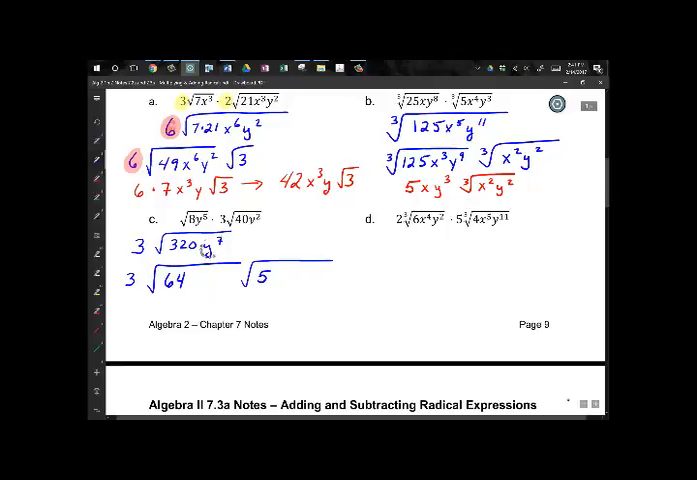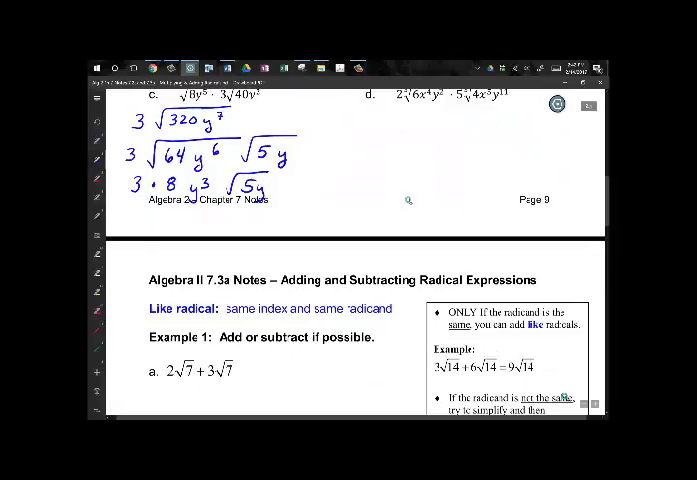Now we looked at the y to the 7th, and we say y to the 6th is the highest even number underneath 7 with 1 left over, y. At this point, we've done most of the work, leaving us an answer of 3 times 8, divide y to the 6th by 2, y cubed, root 5y, and that's going to take us to a final answer of 24 y cubed square root of 5y.